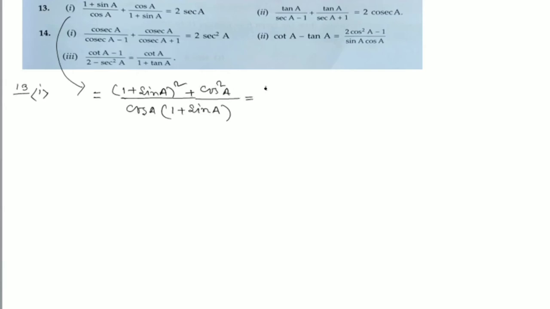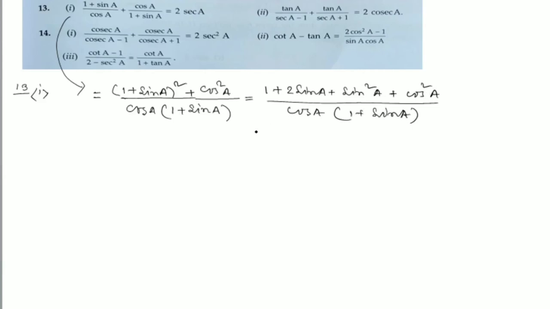Next we can write it as 1 plus 2 sin a plus sin square a plus cos square a divided by cos a into (1 plus sin a). Here sin square a plus cos square a will be 1. Then we can write it as 1 plus 2 sin a plus 1 divided by cos a into (1 plus sin a). Then 1 plus 1 means it will be 2.